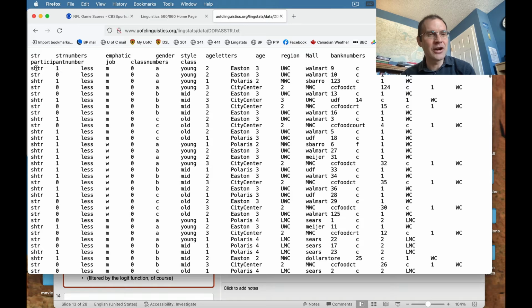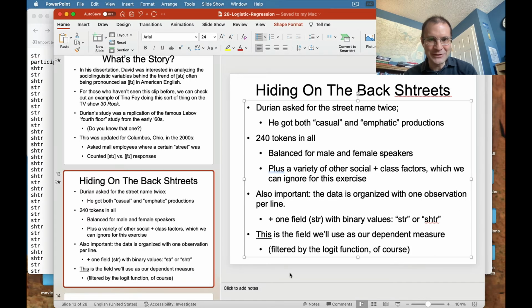So 1 means a "stra" production and 0 means a "stra" production. So this is the one that's sort of the change. And then there's also data here on whether it's the casual, which is less, or the more, which is the emphatic production. And then we'll also look at gender, whether it's male or female production. And then we'll just kind of leave it there. Right. So he had to get a lot of this information like age and so on and so forth, I guess just by guessing, because he wasn't interviewing these people or getting official sort of data.